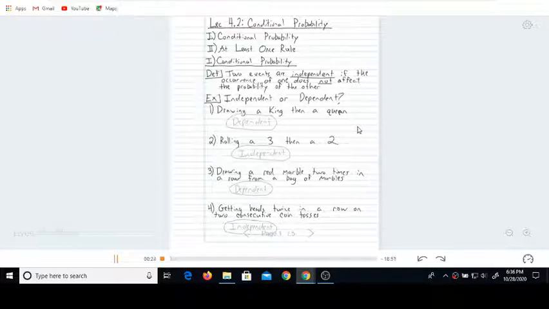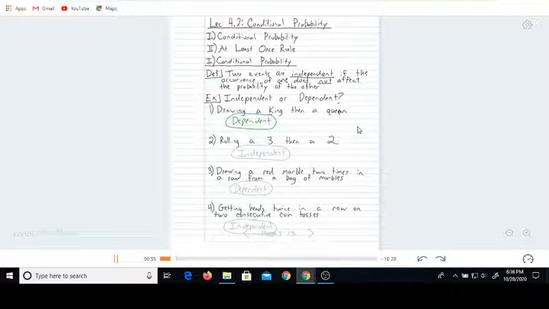So, let's look at some examples here. Number one, drawing a king, then drawing a queen. Are these independent? Suppose I have a deck of cards. I draw a king. Pretend that happens. Does that affect the chances of me drawing a queen? The answer is yes, which means these are dependent.